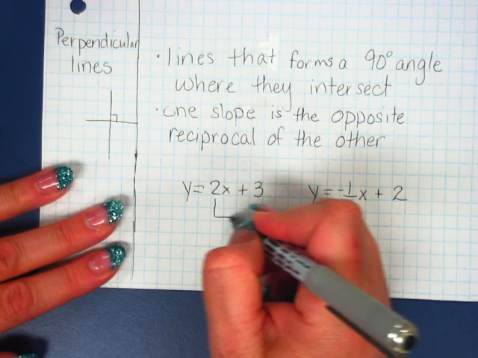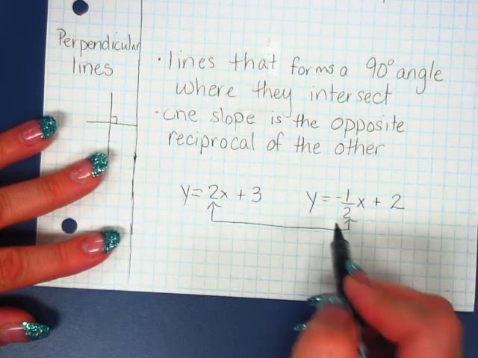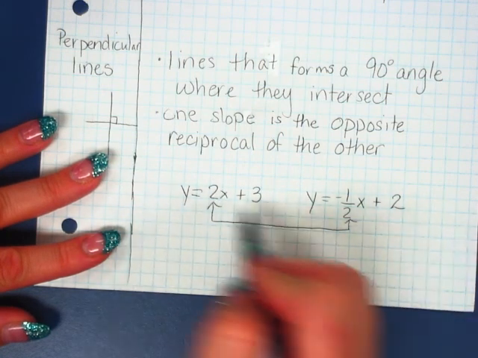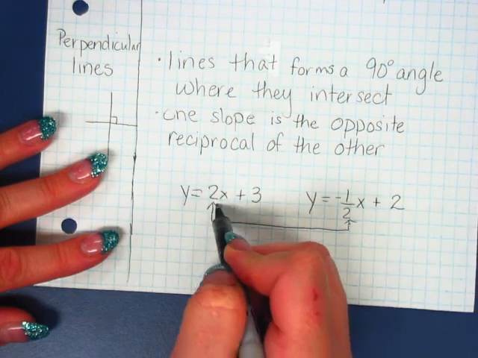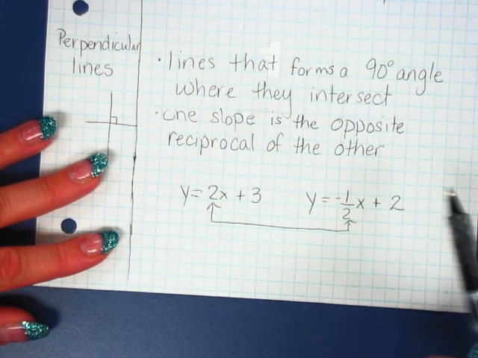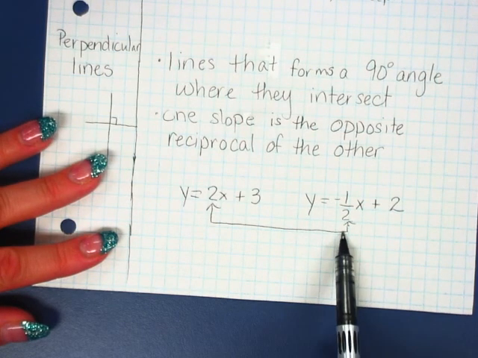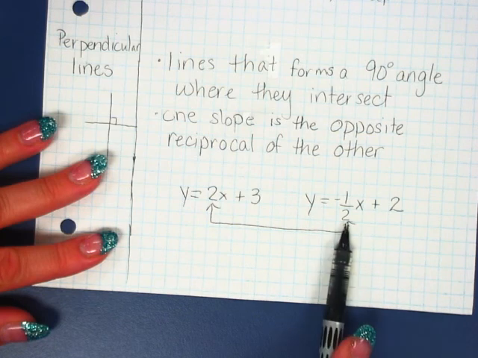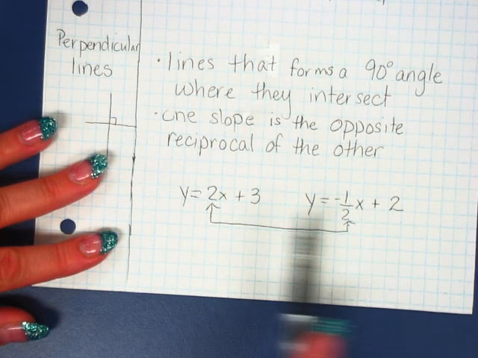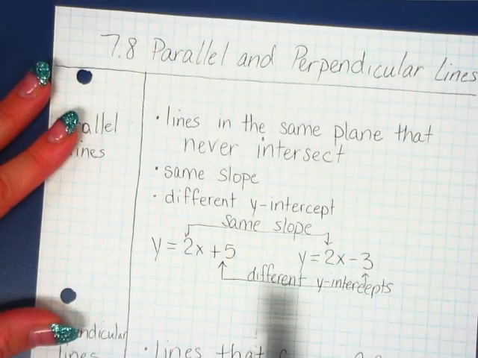You look at your slopes. So now when you look at these two, they are opposites of each other. One's positive, one's negative, and they are reciprocals of each other, 2 and 1/2. So that's what it means by opposite reciprocal. You're going to have one positive and one negative, and then the other one's its reciprocal. So these two would be perpendicular, just like these two are parallel.